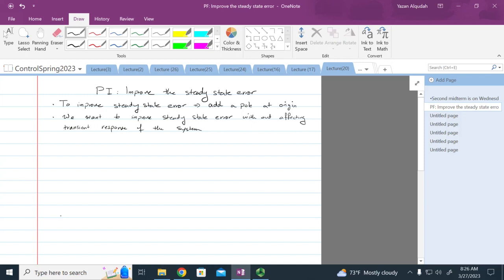What does that mean? I want the response of the system not to change when I improve the steady state error. So let's look at 3 cases.